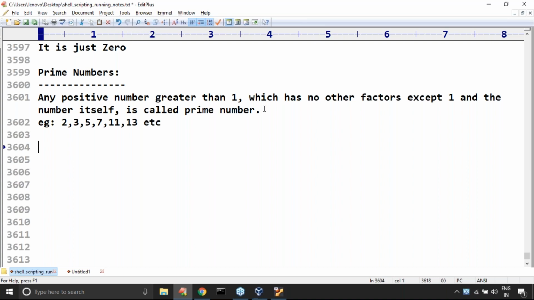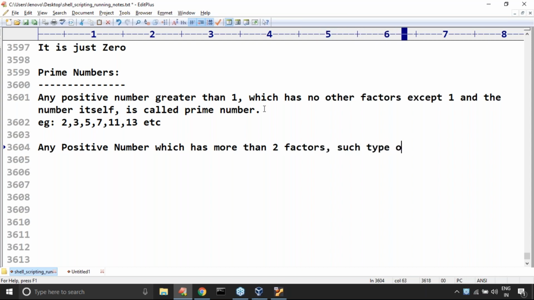Like next, sir, any positive number which has more than two factors, such types of numbers are called, what is the other word, the opposite word to prime number? Please respond, I forgot. What is the opposite word to prime number?